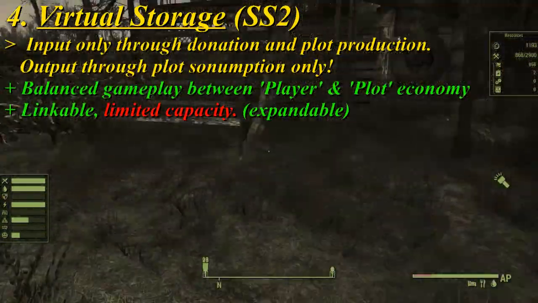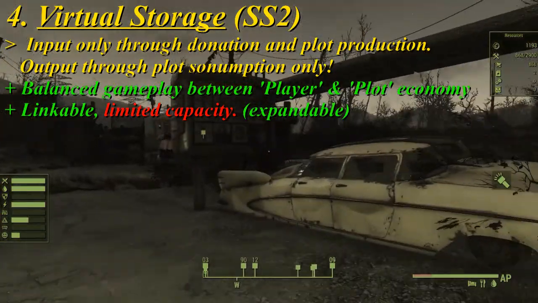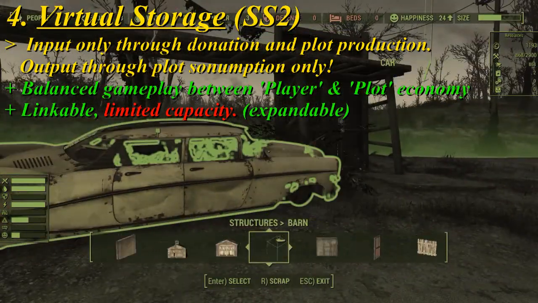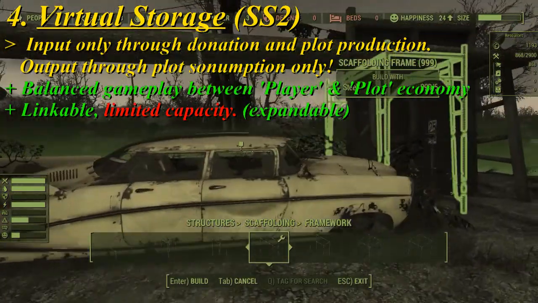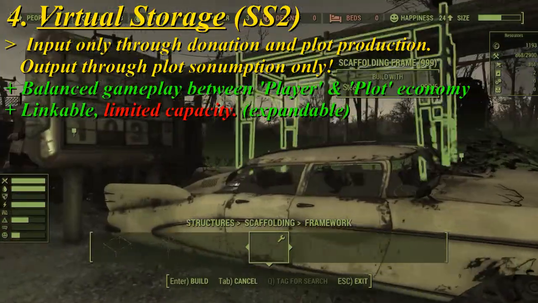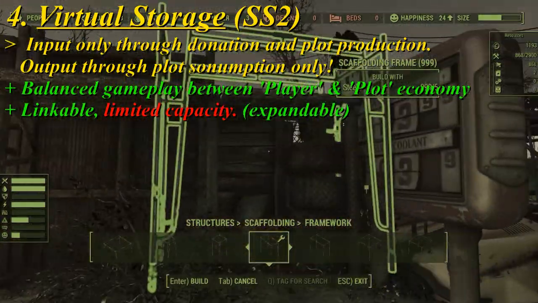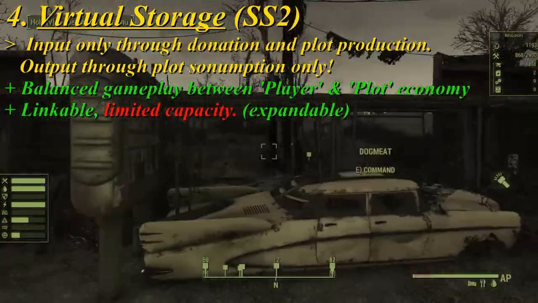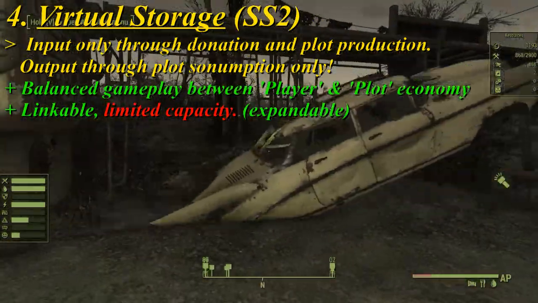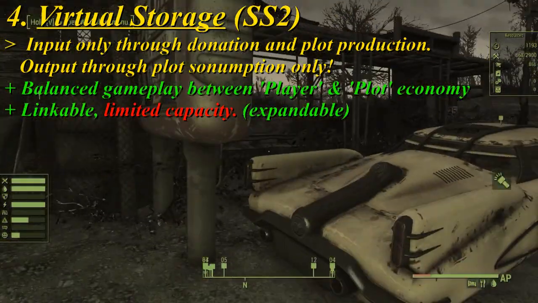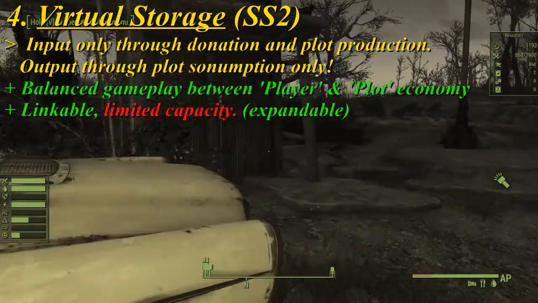So I suggest turning it off and instead having your plots run dry and not pay their upkeep costs, because that's better than losing all your inventory in your workbench and all of a sudden noticing that you're out of stuff and you need to go scavenge for a couple of hours. Very annoying indeed. So best to just limit it to the virtual storage.